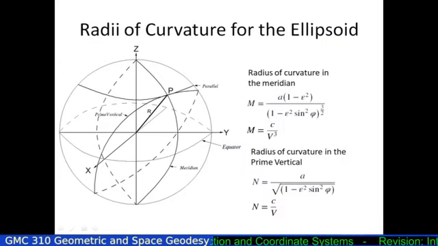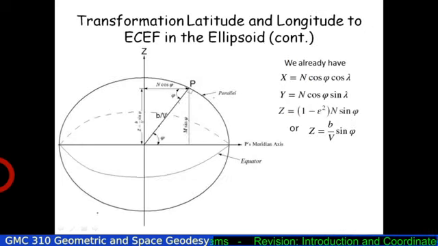Radii of curvature. Now, since we're working with the ellipsoid, we're not working with a sphere anymore. We've got different radii of curvature. One in the meridian, which goes like that, and one in the prime vertical, which is the radius of curvature over there in that great circle. And you'll notice all these radii of curvature are dependent on latitude, so they all change with latitude. As you can see, V sits in there and V sits in there as well. Simplified, the radius of curvature looks like that.